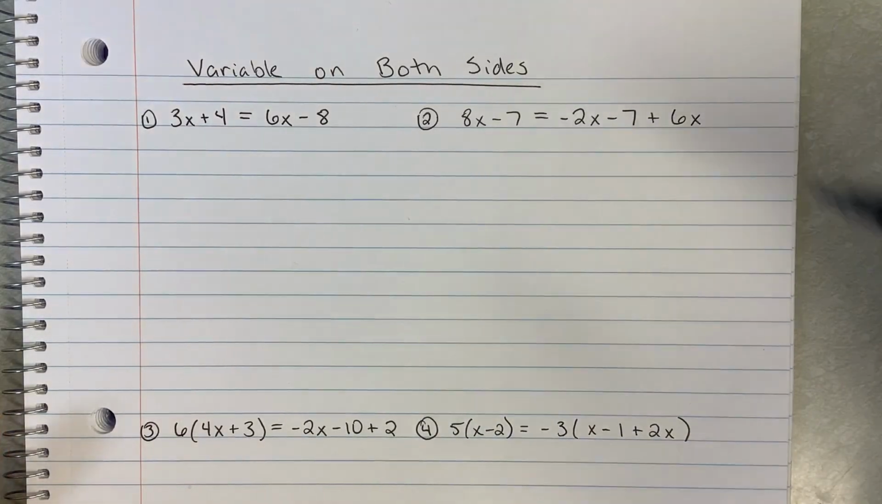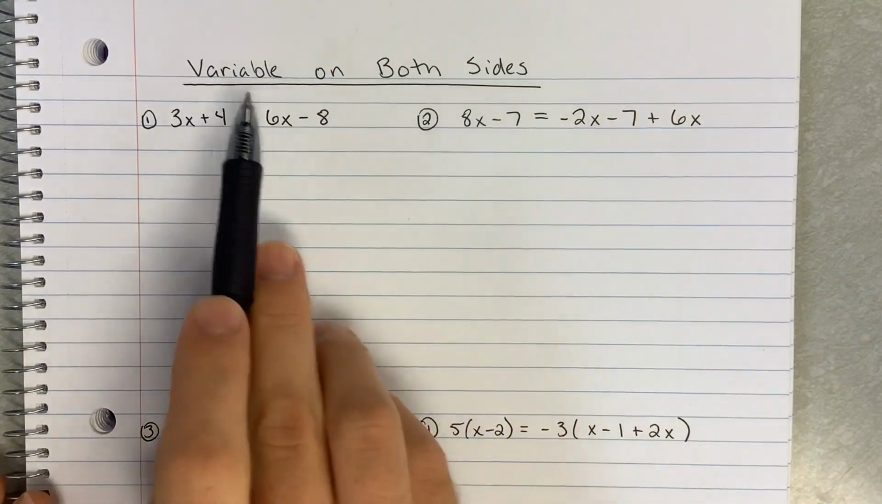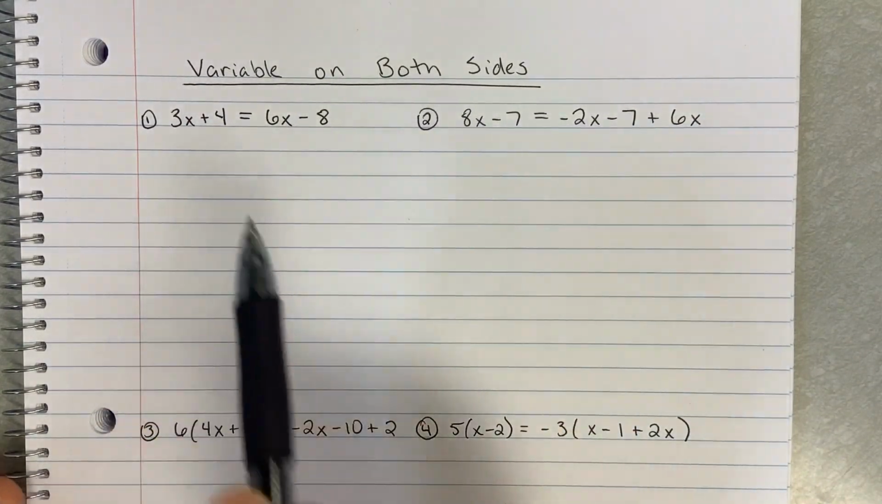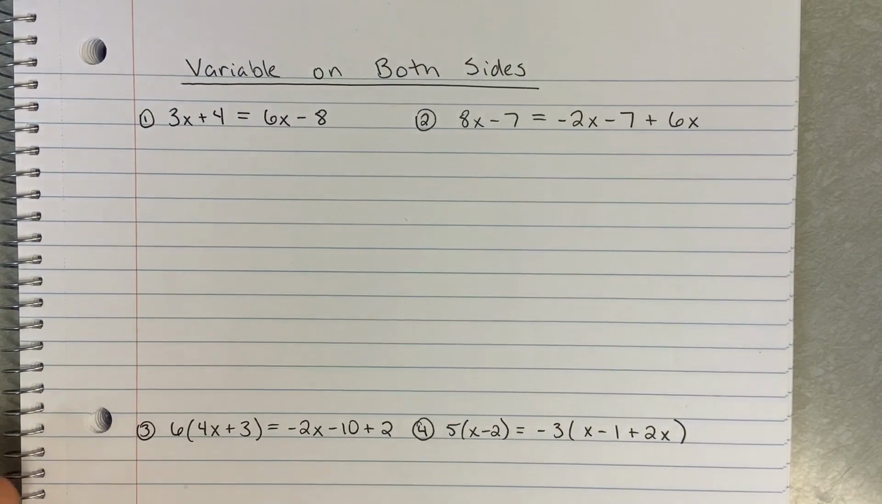Today we are having a blast. We're going to do equations, solving equations, but our variable is going to be on both sides. This is the big boy and girl mathematics right here. This is the stuff that legends are told of. We're just going to dive right in, okay?